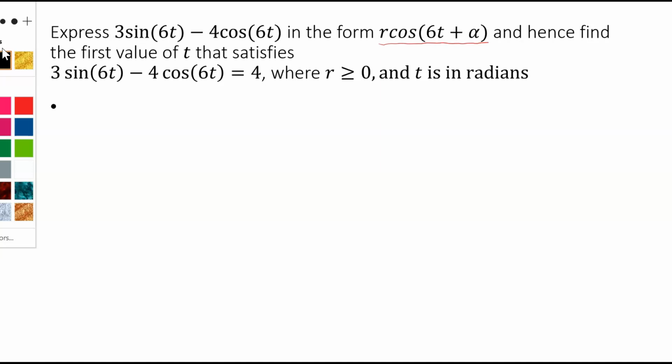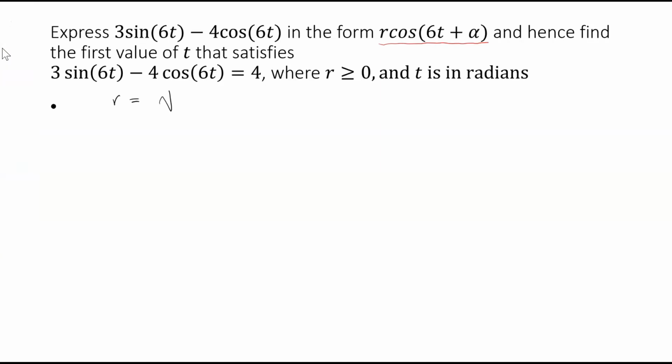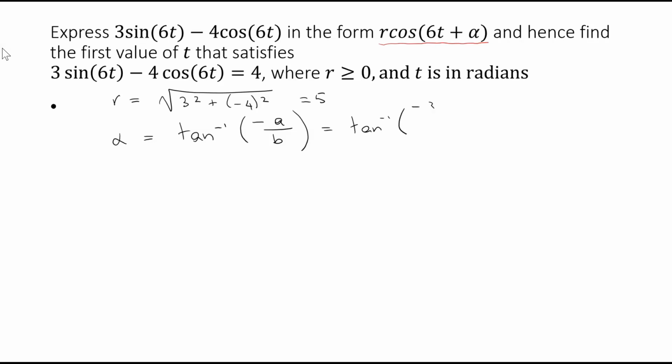So the first thing we need to do is to find r, and r is just using the formula. And don't forget it's negative 4 squared, like that. And alpha is tan inverse. Now this is not the one we do in class, it's not the one in the formula sheet, but it is in the textbook, and it's in the previous example as well. So alpha is inverse tan of negative a over b, which in this case is negative 3 over negative 4, and that of course simplifies to 3 over 4.